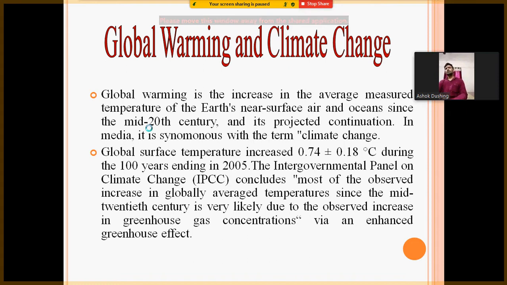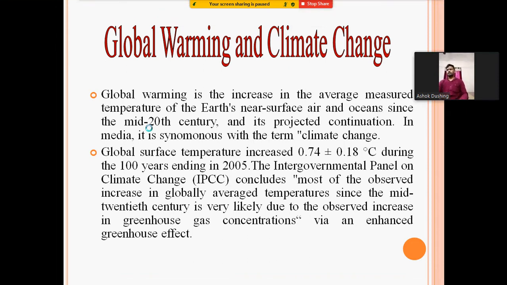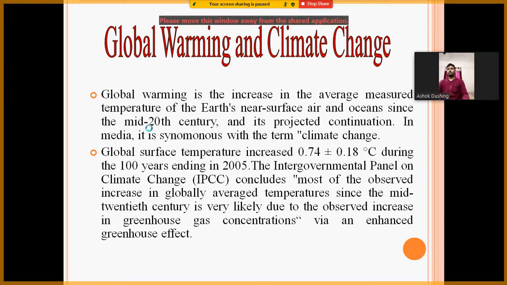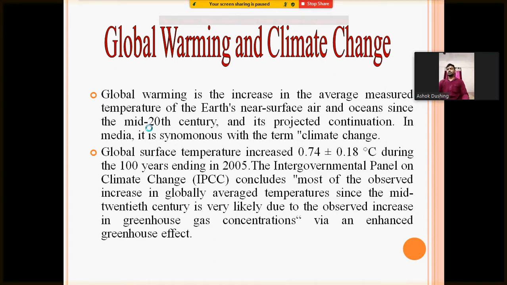So, what is global warming and climate change? It is one of the alarming issues in the 21st century. Global warming is the increase in the average measured temperature of the Earth's near-surface air and ocean since the mid 20th century and its projected continuation. In media, it is synonymous with the term climate change. Global surface temperature increased by 0.18 to 0.74 degrees during the 100 years ending in 2005.